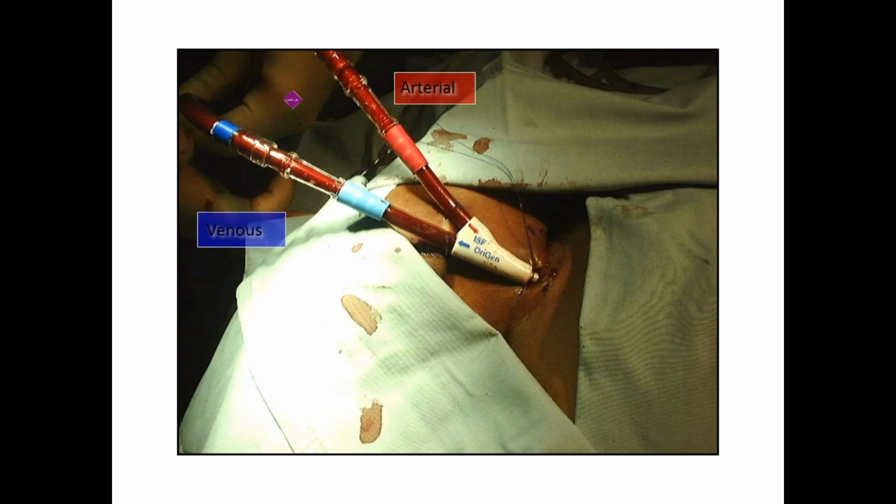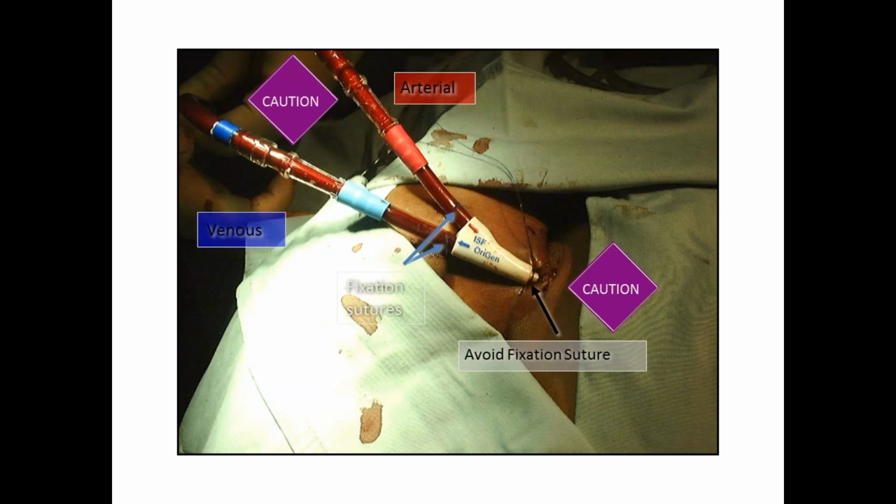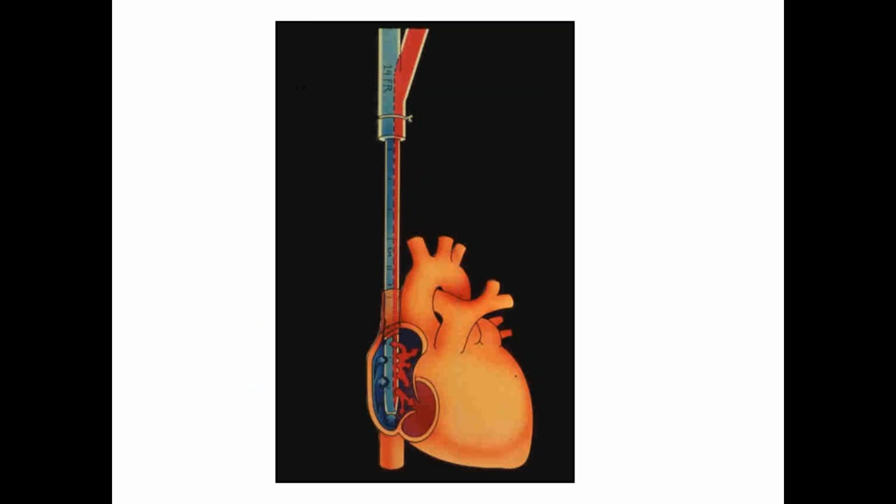And this is the most important position with the cannula being kept. Suppose we are putting a double cannula, the arterial part of the cannula should be facing upwards and forwards. That is most important to prevent the recirculation. If it is the other way around, the recirculation chances are more.